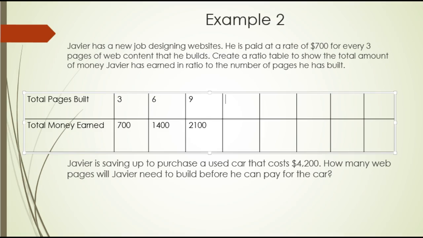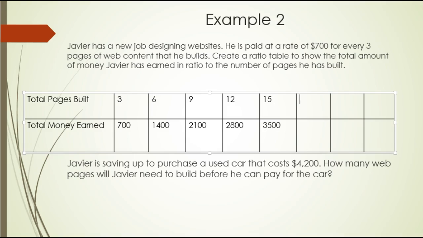Let's do both numbers by 4. 3 times 4 gives me 12. 700 times 4 gives me 2,800. So for 12 pages built, he will earn $2,800. Let's do both numbers by 5. 3 times 5 gives me 15. 700 times 5 gives me $3,500.